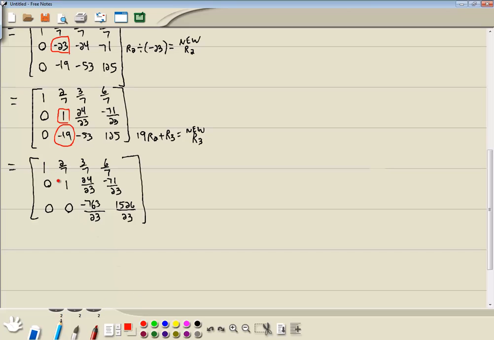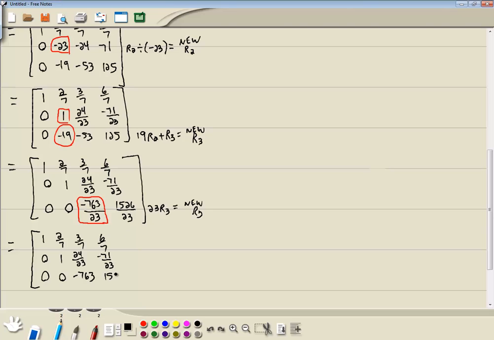Okay, now we're working our way down the diagonal. So now I want to get a 1 here. Well, first off, I noticed that I can multiply everything in this row by 23 to make it a little bit easier. So take 23 times row 3, and that's going to give me my new row 3. Okay, so I got 1, 2 sevenths, 3 sevenths, 6 sevenths, 0, 1, 24 over 23, negative 71 over 23. 23 times 0 is 0. 23 times 0, 0. 23 times negative 763 over 23 is negative 763. And 23 times 1,526 over 23 is 1,526.